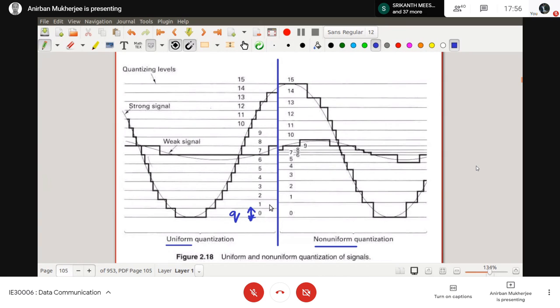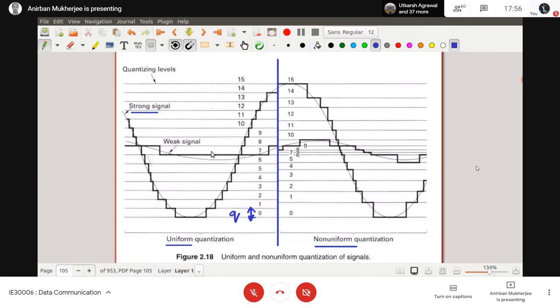This is a uniform quantization. So this is a strong signal, meaning I have a full dynamic range signal. Say it is minus 5 volt to plus 5 volt. But speech signal, we have seen that most of the time it is weak, and only fewer times, about 15% of the time, it will be higher than the RMS.